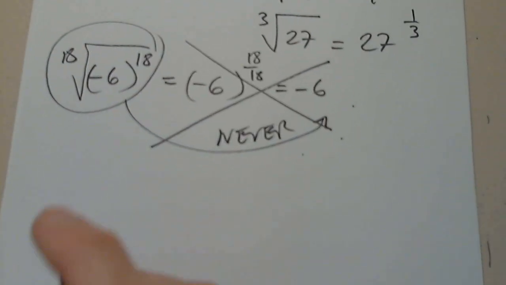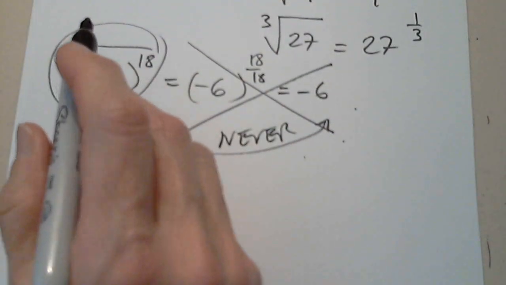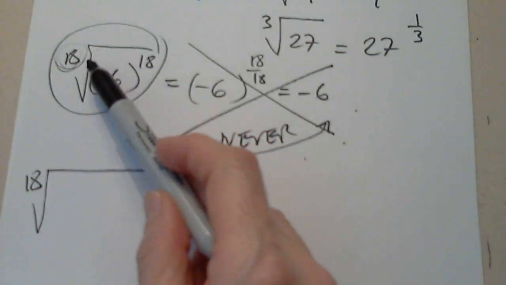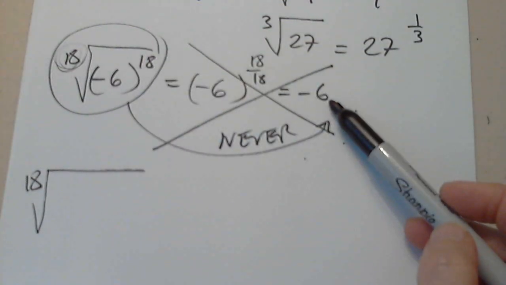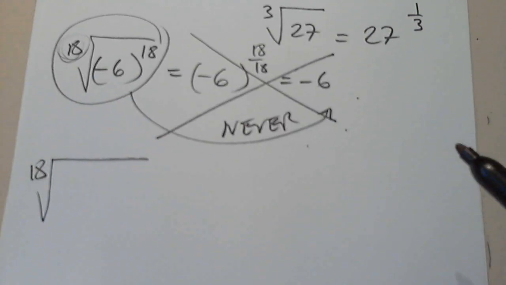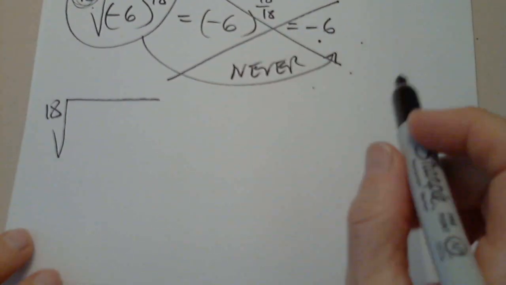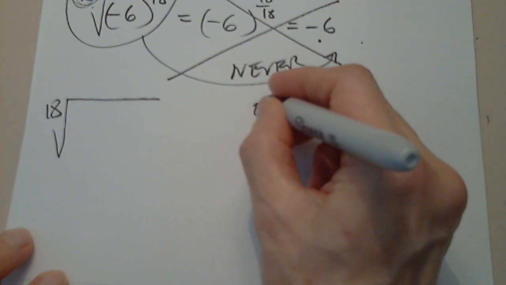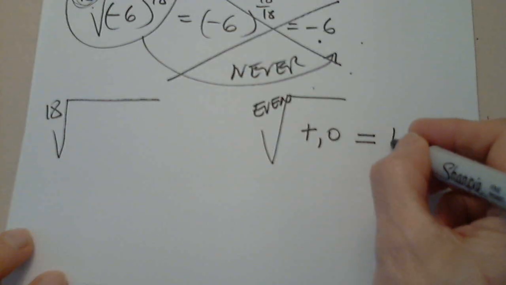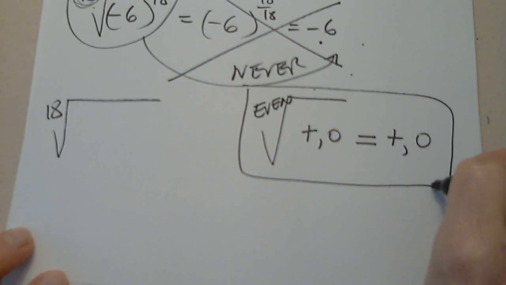Here's what I need to do. Only because it's an even index. Otherwise, if it were odd, 17 and 17, I would write -6 and not even think about it at all. But here I cannot, because an even index cannot have a negative answer. One more time. Even index, positive or 0 inside, and answer positive or 0. Carved in stone. Always and forever.